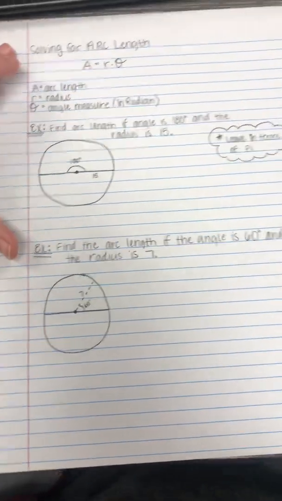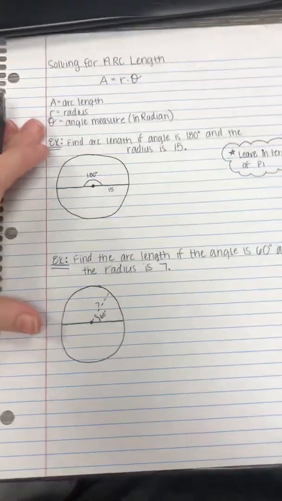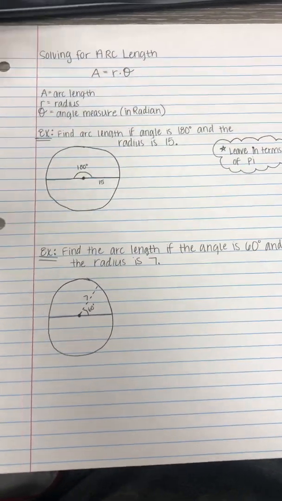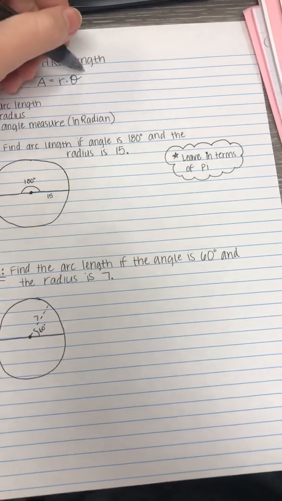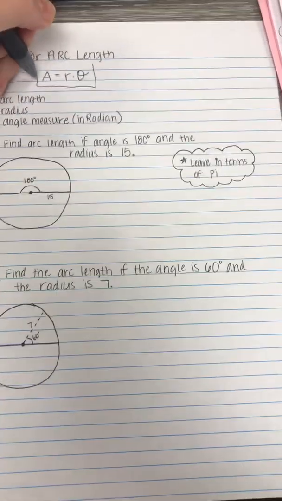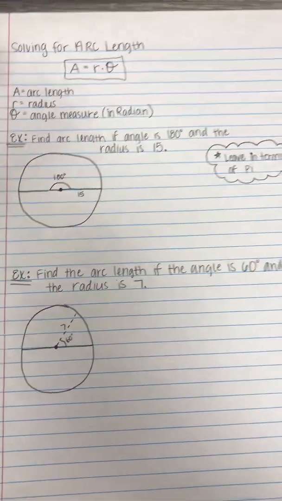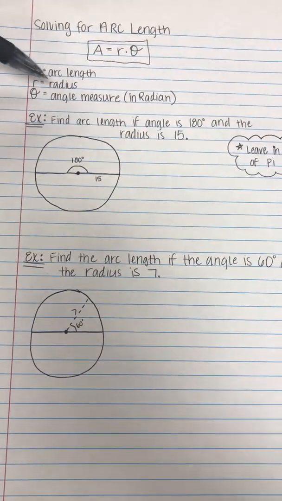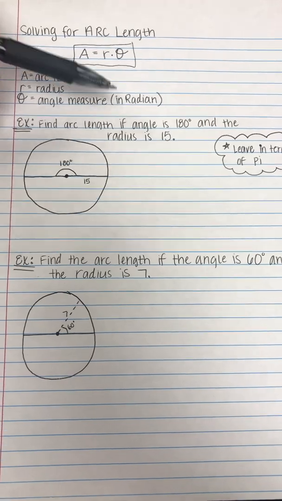It's Coach Moss here. I just wanted to do a short video, just a few minutes, going over how to solve for the arc length. This is the formula here. A is the arc length, R is going to be the radius, and theta, which is the symbol here, is the symbol for the angle measure in radians, okay?